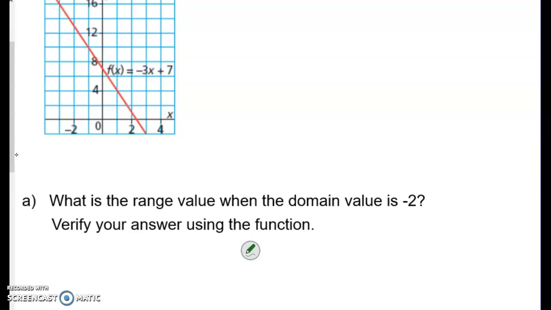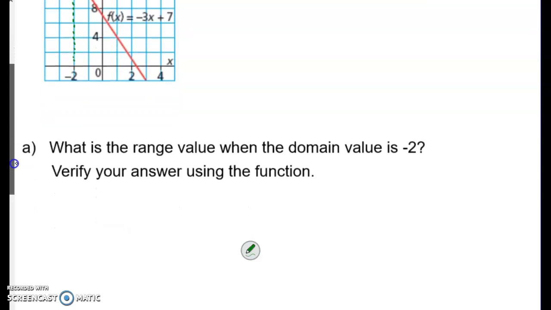So we can look at our graph and we can go over to negative 2 and we can go up to the graph of our line and then go over to the y-axis to determine what that value would be. Looking at the graph, I would estimate that it would probably be approximately 13.